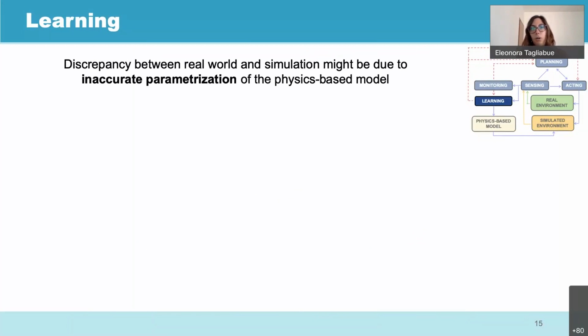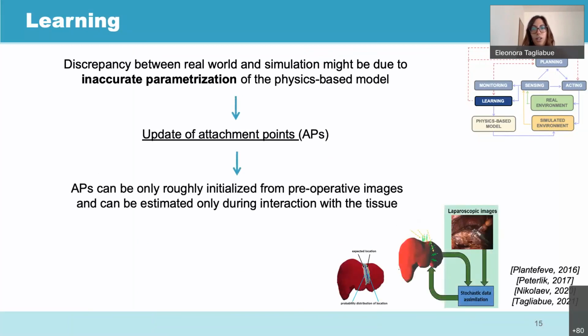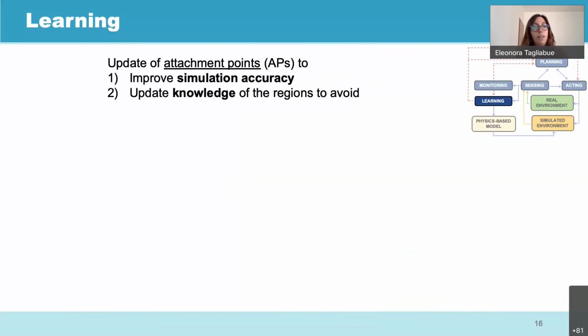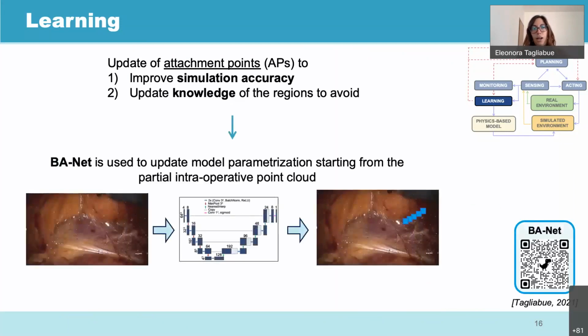In this work, in particular, we have focused on the update of the attachment points, since previous works have demonstrated that the attachment points are very difficult to initialize preoperatively and can be estimated only during the interaction with the tissues. Updating the attachment points in the tissue retraction task will not only allow us to improve the simulation accuracy, but also to update the knowledge of the regions that we should avoid during the task. For this update, we rely on a convolutional neural network, called BANET, that provides this updated estimate of the attachment points starting from the intraoperative point cloud.